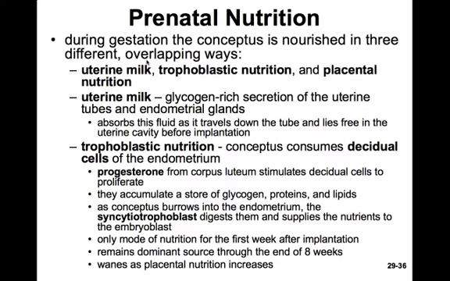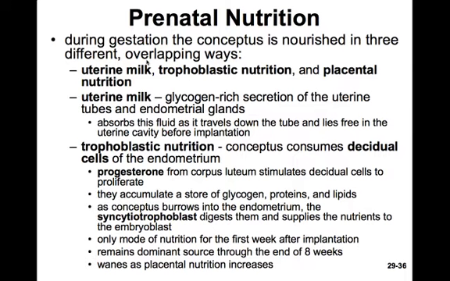Over the course of gestation, the conceptus is nourished in 3 different but overlapping ways. There's uterine milk, there's trophoblastic nutrition, and then placental nutrition. We have to have the prior 2 because the placenta is not in place when the embryo first implants. Uterine milk is a glycogen-rich secretion of the uterine tubes and endometrial glands. The conceptus absorbs this fluid as it travels down the tube and lies free in the uterine cavity before implantation even occurs.